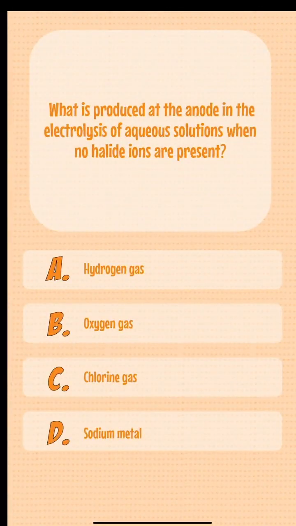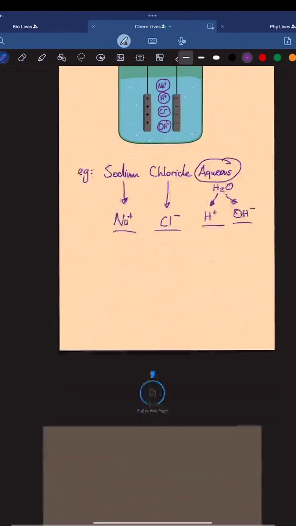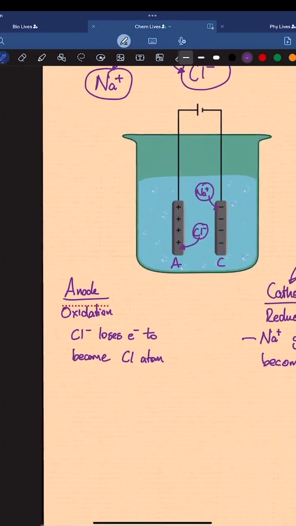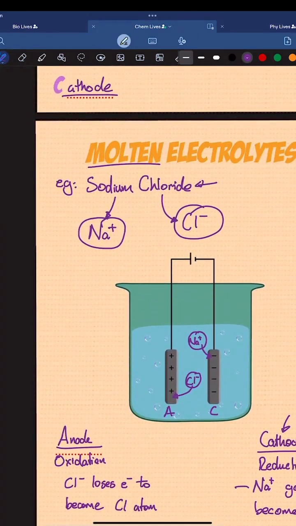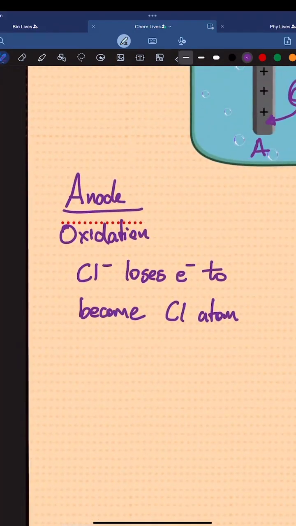Okay, what is produced at the anode in the electrolysis of aqueous solutions when no halide ions are present? So this is where it gets complicated with aqueous electrolytes. Let's go back to our example here. We had sodium chloride. At the anode, Cl- ions lose electrons to become chlorine. What are halide ions? Halide ions are group 7 elements, okay?